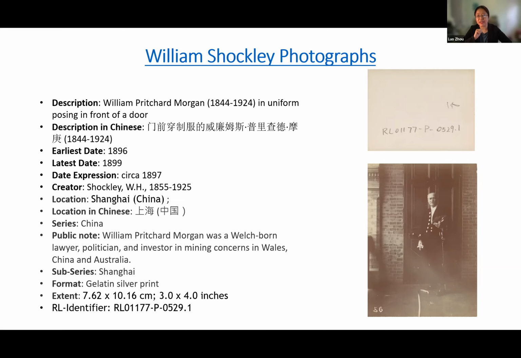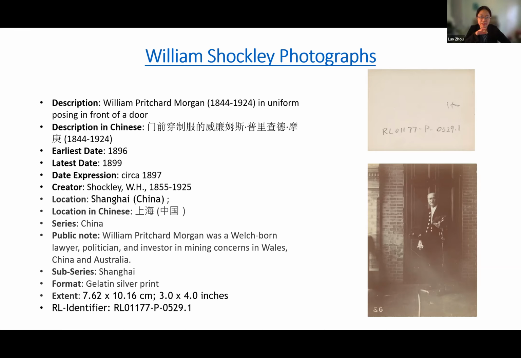This person actually is the boss of Mr. Shockley. He hired him to come to China to do mining surveys. So he's the boss. They came together on their trip in 1897 around the Chinese New Year time. So from all the other text materials that we read and have in the collection, we figure out that's probably the case. So we have the date expression, roughly or more likely, 1897.